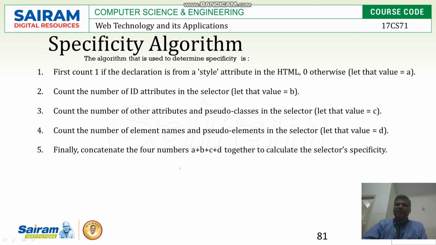This is the specificity algorithm. Let us see. First, count 1 if the declaration is from a style attribute of the HTML, 0 otherwise, meaning if the attribute is there, that is 1, otherwise it is 0. Count the number of ID attributes in the selector, that is B. Then count the number of other attributes and pseudo classes in the selector, that is C. Then count the number of element names and pseudo elements in the selector, that is D. Now add all these, that is the selector's specificity.